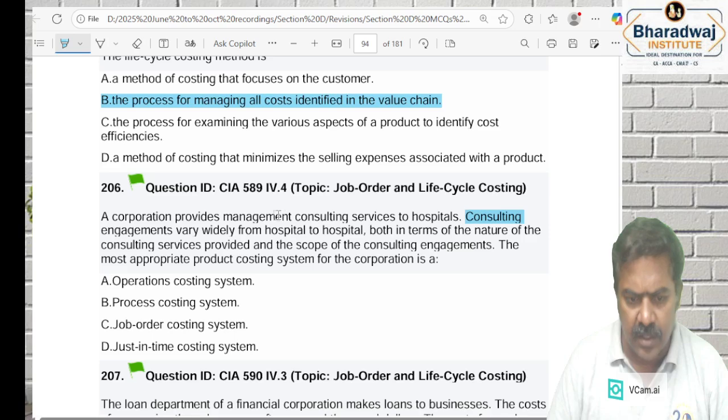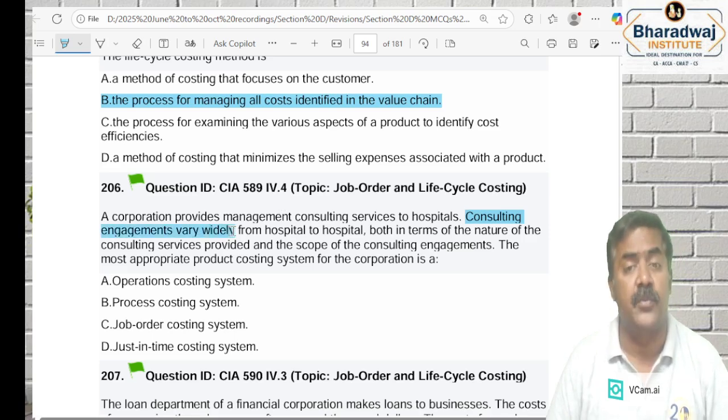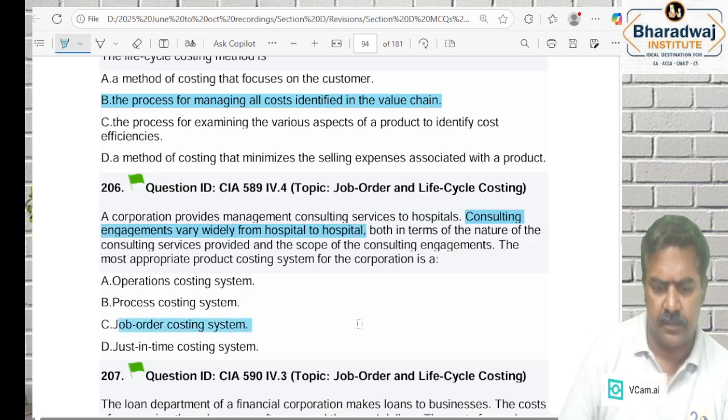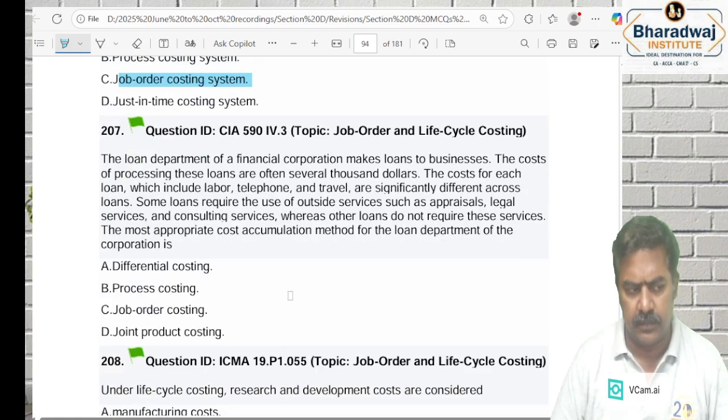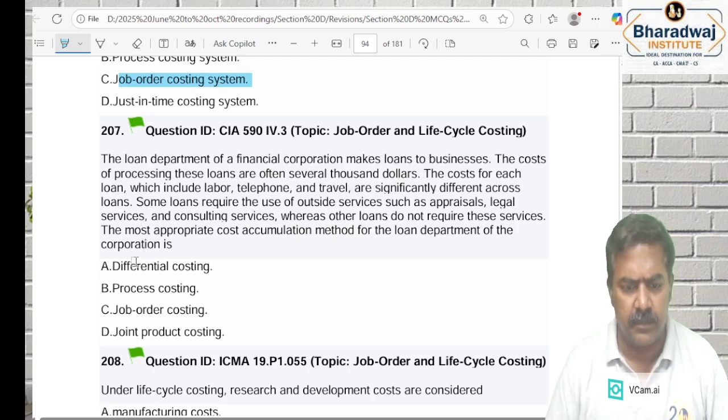Job order costing. Consulting engagements vary widely from hospital to hospital, which means it is customized. Job order costing. Each loan is separate. So they will go with which one? Job order costing. They will go with job order costing.